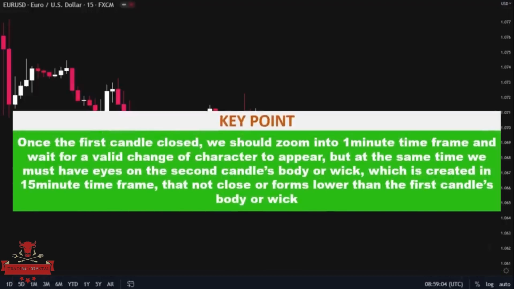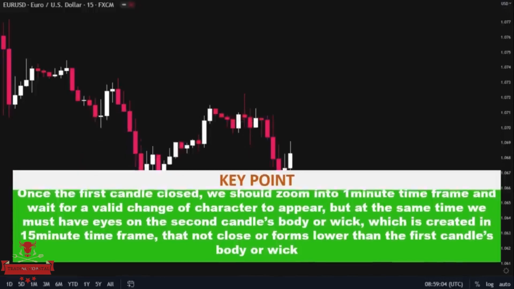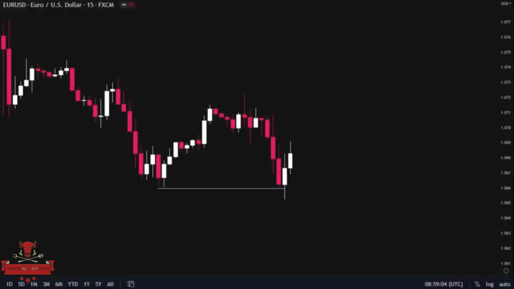Once the first candle is closed, we should zoom into the 1-minute time frame and wait for a valid change of character to appear. But at the same time, we must have eyes on the second candle's body or wick, which is created in the 15-minute time frame, to see that it is not closed or formed lower than the first candle's body or wick. If the second candle's body or wick closes or forms lower than the first candle, then our setup is invalid and we will have no trade.